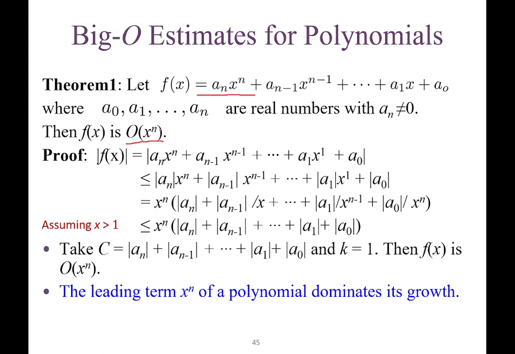Remember, by the definition of big O, we need to find the witnesses c and k. So let's rewrite these functions to discover how we determine c and k. By the definition, we need the form: the absolute value of f of x is less than c times the absolute value of x to the power of n. So we apply the absolute value to f of x first, then we can replace f with the general form of the polynomial function.